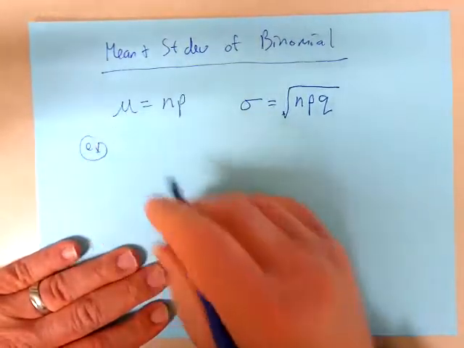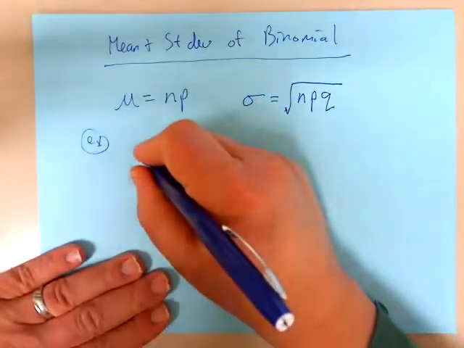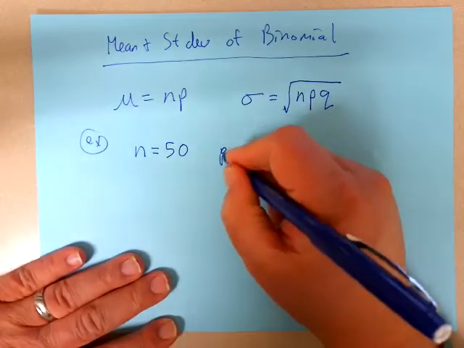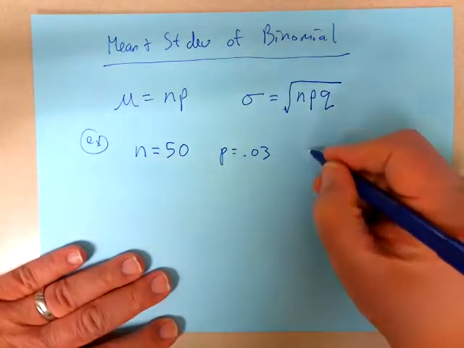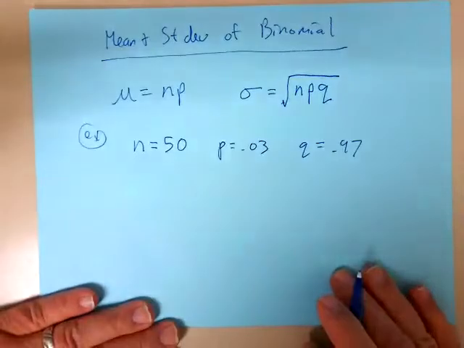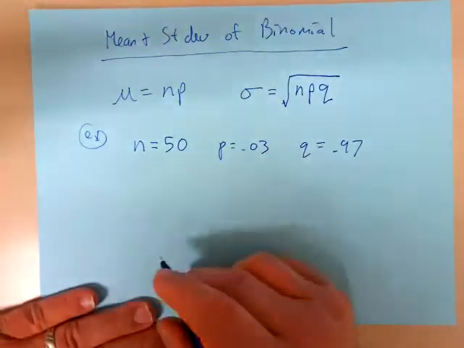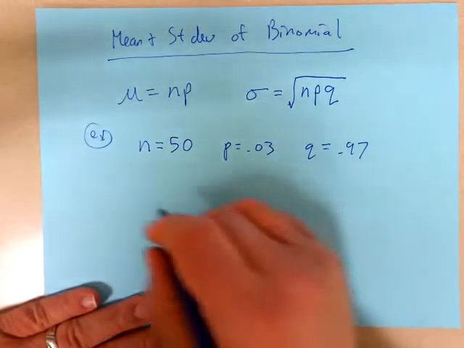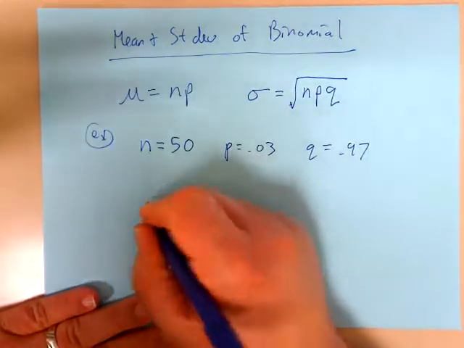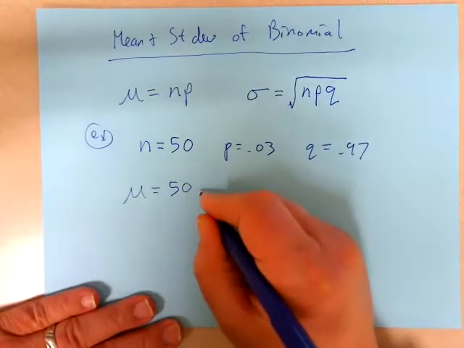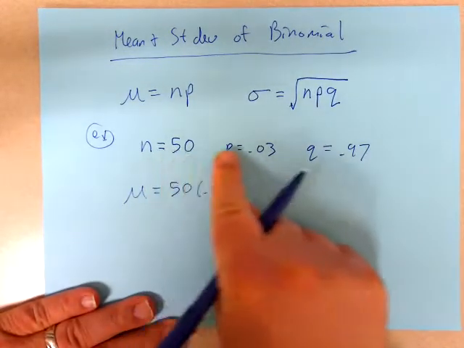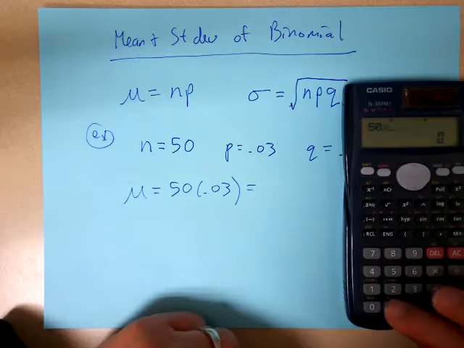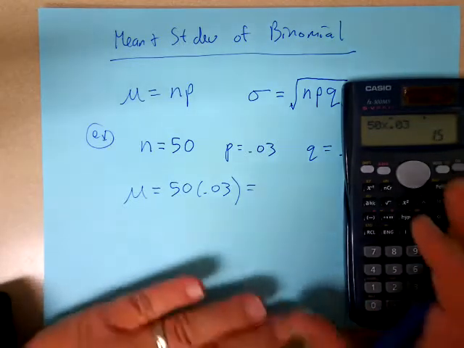So let me just give you an example here. Let's do the original one where we said we had a sample of 50 people that were exposed to the disease. The probability of catching the disease was 0.03. So the probability of not catching it was 0.97. And so what I was going to say here is that the mean, then, all I have to do is take 50 times 0.03. So 50 n times p. So we get 50 times 0.03, and I get 1.5.